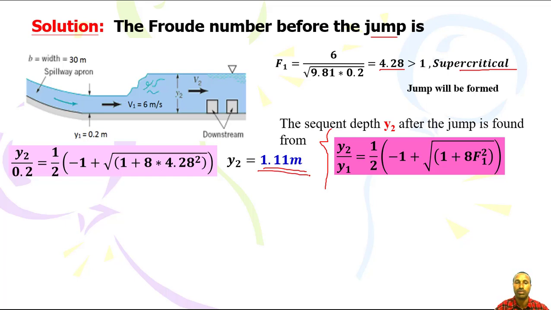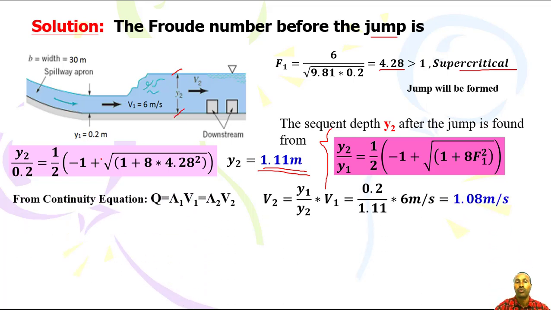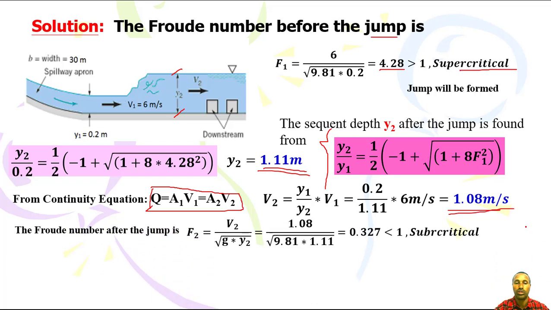So this is the depth after the jump, which is the post jump at this point. Once you know this, from the continuity equation, we have Q equal to A1 times V1 equal to A2 times V2. Then V2 will be 1.08 meter per second. Now let's compute the Froude number downstream: V2 over square root of g y2. This is 0.327, which is less than 1. So the flow is changed into subcritical flow.